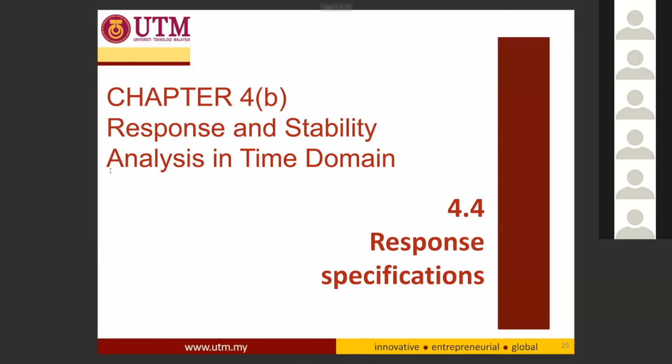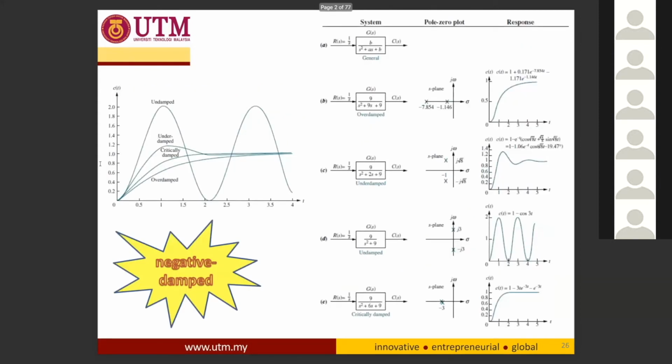This is the response and stability analysis in the time domain. Okay, response specifications. So we learned already 4 categories of second order, which are undamped, underdamped, critically damped, and overdamped, including the negative damped, which is shown here, the response and the location of the poles: negative and real for overdamped, complex conjugate poles for underdamped, complex poles for undamped, and real and overlapping negative poles for critically damped.